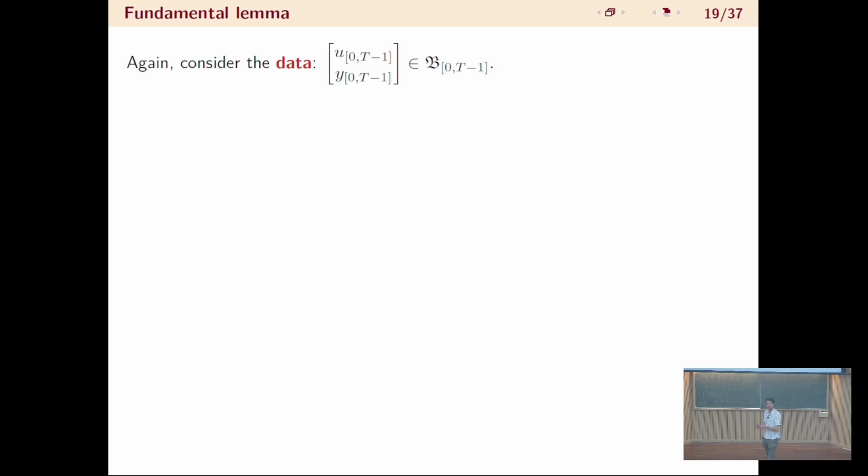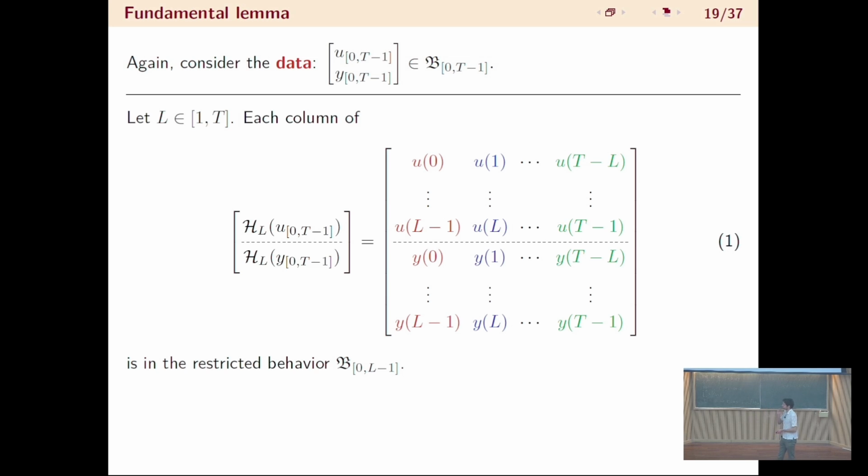So again, we're going to consider input-output data. And well, the story is as follows. So I'm going to construct, again, a Hankel matrix of the input and the output. And I'm going to put them on top of each other. So this first block contains the input Hankel matrix, and here we have the output Hankel matrix.